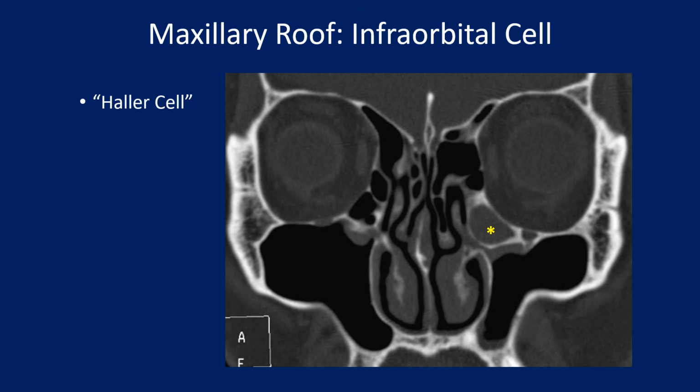Okay, other thing along the maxillary roof, you can have infraorbital cells, or the classic Haller cell. Here's an example of one. I think the important thing to realize are two things. Number one, it's based on the orbital floor, and so if you go through its roof, you'll be in the orbit. Number two, if it's big enough, it will obstruct your maxillary sinus outflow tract.